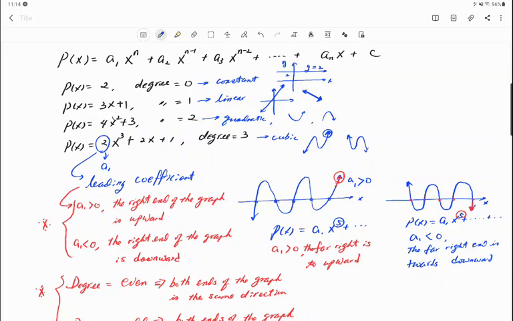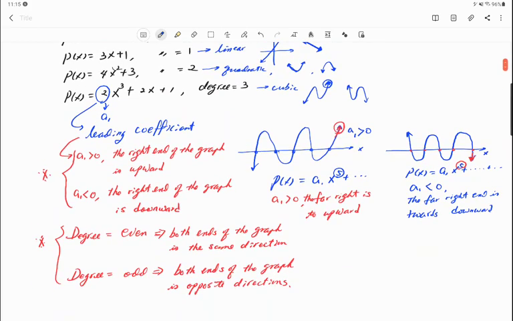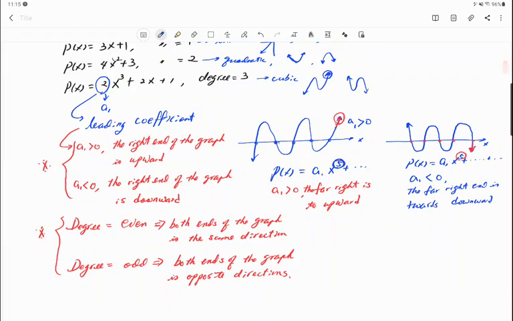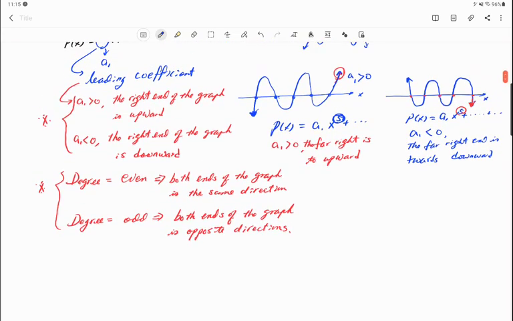But as you see in a quadratic, the graph looks like this. If the right end is up, then the left end is also up. If the right end of the graph is down, then the left end is also down. So the directions of both ends are always the same if the degree is even. And here, x to the 5th power, the right end is up, and 5 is an odd number. The left end is going down, so the direction of each end is different, in opposite directions. All right, so keep in mind these two important pieces of information.